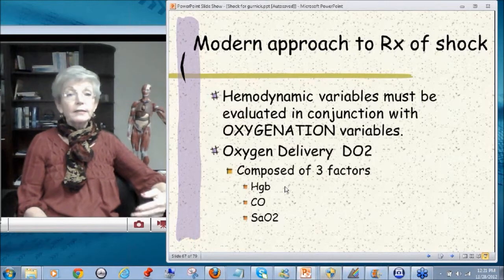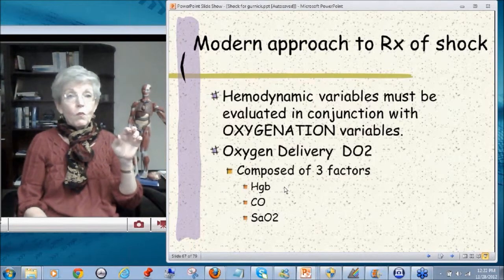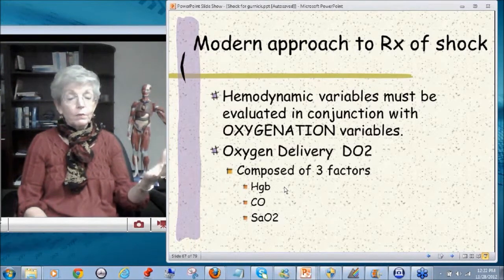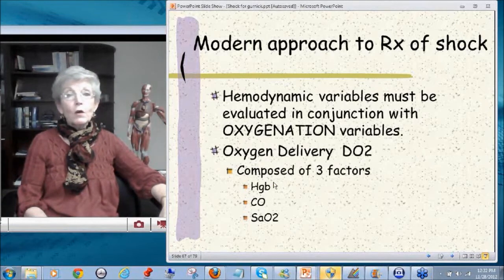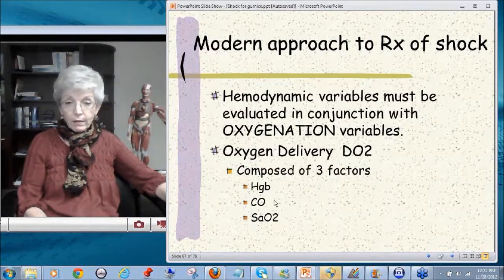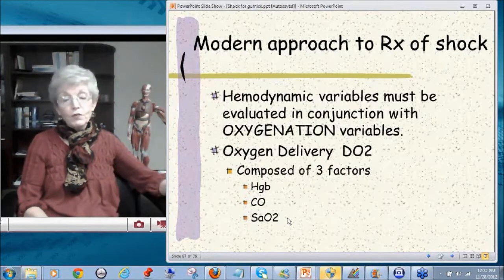So if someone is anemic and their hemoglobin level is low, they could be perfectly saturated. They could be 100% saturated, but if you've only got half the hemoglobin, your oxygen content in your blood is only half of what it should be, even though you look like you're fully saturated. So hemoglobin is a major component, and then you obviously have to have cardiac output to pump it around to all your tissues, and then, of course, saturation. Is it fully saturated, or is saturation impaired because of pulmonary dysfunction, ventilation-perfusion mismatching, etc.?